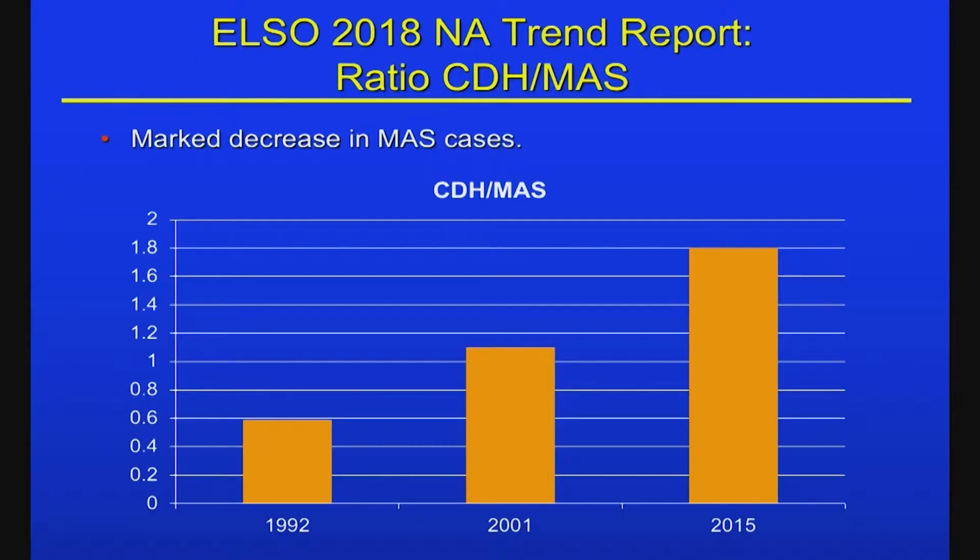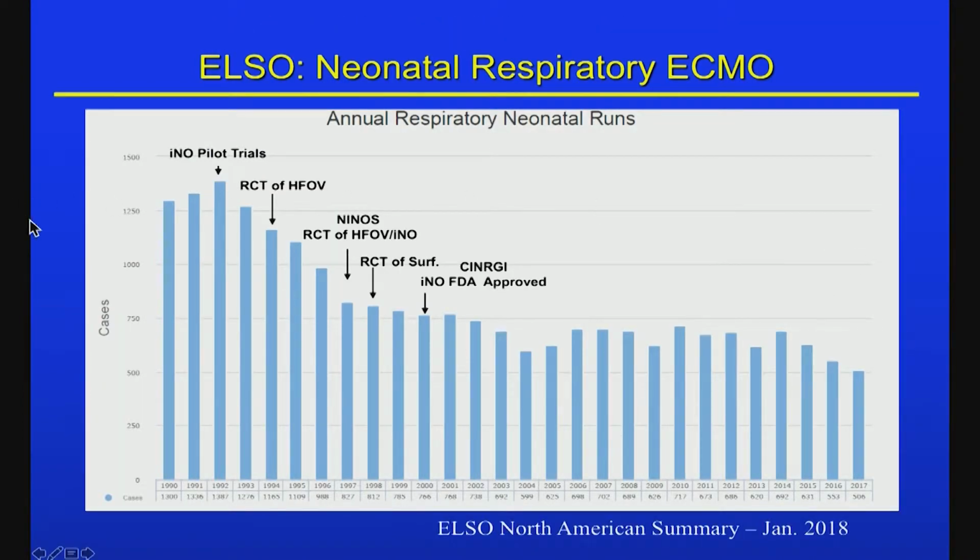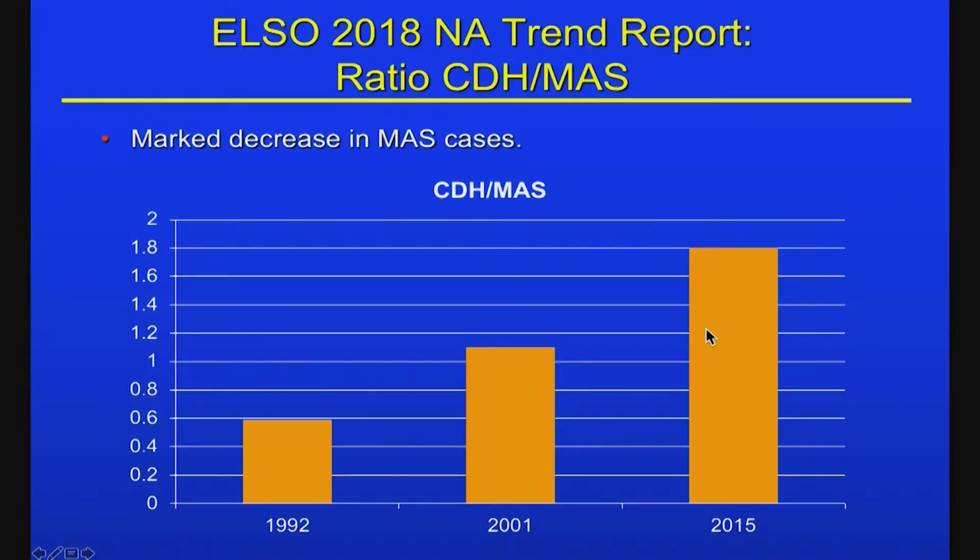All of these things probably had a dramatic effect on ECMO utilization, beginning in 1991 with a peak of about 1,500 babies reported to the North American registry, and a steady decline to about half of that over time. It turns out the babies getting better were probably babies with parenchymal lung disease, particularly meconium aspiration syndrome. This shows from 1992 to 2015 the ratio of CDH to meconium aspiration syndrome babies treated with ECMO.